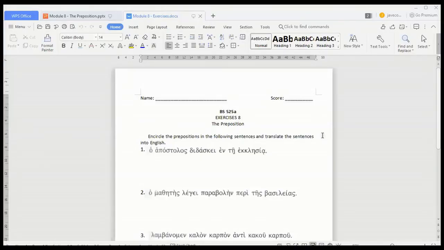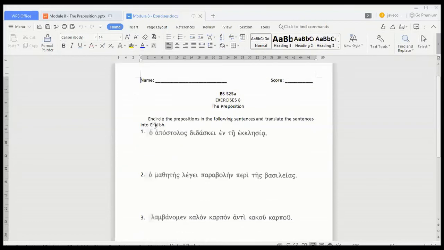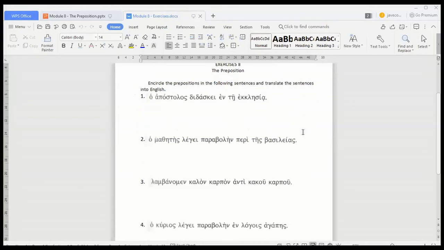Okay, so let's proceed to our assignment. Our assignment can be downloaded in your Canvas account. Our instruction is here: encircle the preposition in the following sentences and translate the sentences into English. So in each sentence, you will encircle what is a preposition and translate it.